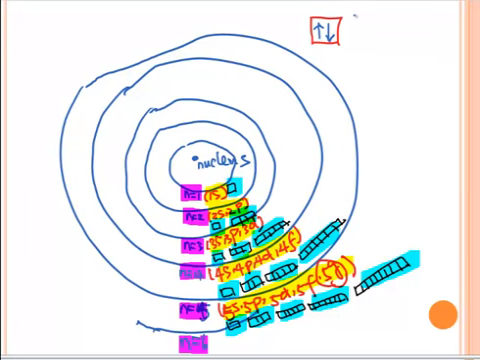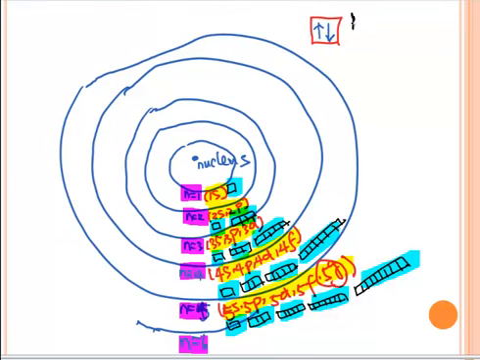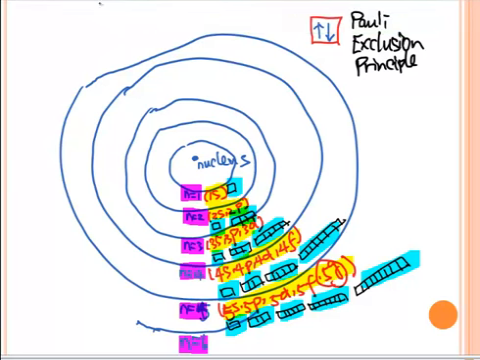So this is essentially the Pauli exclusion principle. Okay, based on the Pauli exclusion principle, we will have the maximum number of electrons that can be put on s, p, d, f, g, h, i, those sublevels.